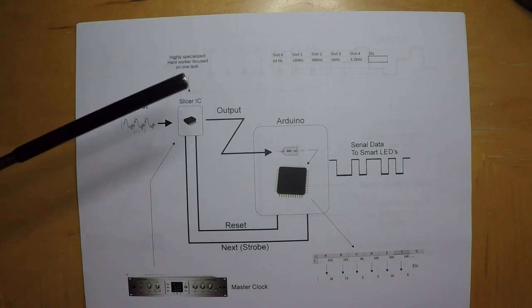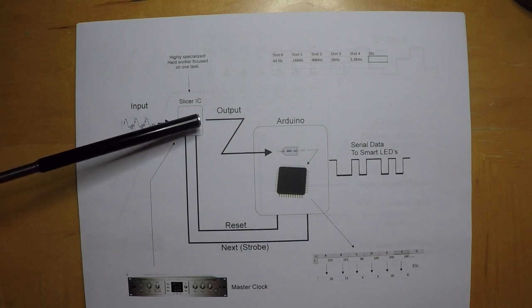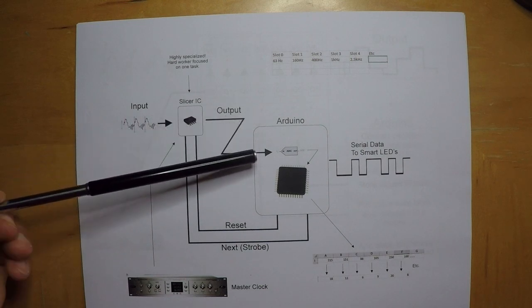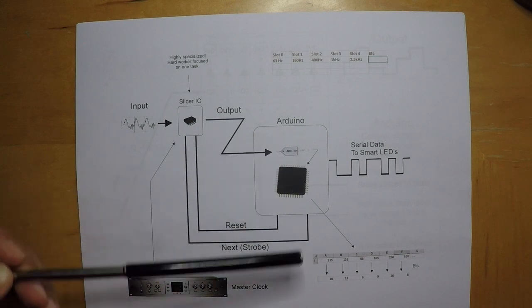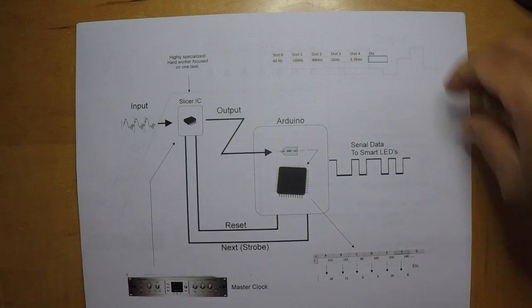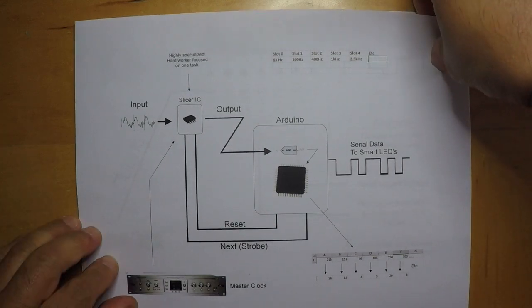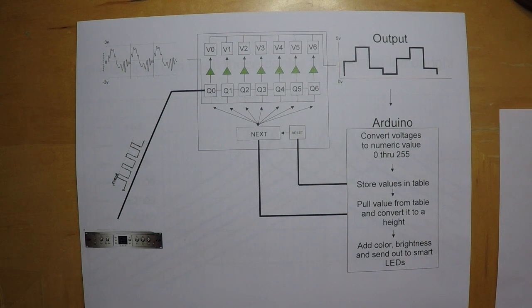So every time the slicer IC sends some information to the Arduino, it will take that information and store it in a table. Okay. Let's look at how the slicer IC works in a little bit more detail, and we'll come back to the slide. All right. So the slicer IC, we know, has 7 slots, or 7 frequency bands, or whatever you want to call it.